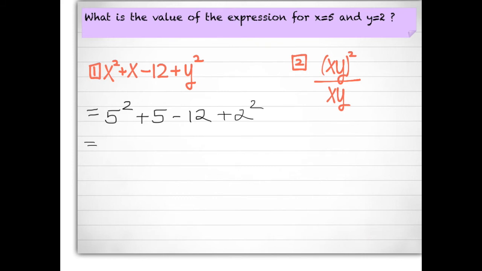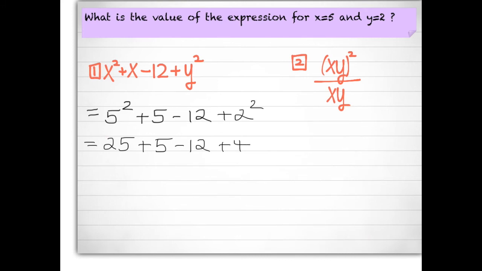Now, we can use the order of operations to help us simplify. We're going to look for parentheses first. We don't see any parentheses, so we're going to move on to exponents. We see a 5 squared and we see a 2 squared, so you could simplify those two terms. However, do not combine the entire numeric expression yet. So we get 25 plus 5 minus 12 plus 4.